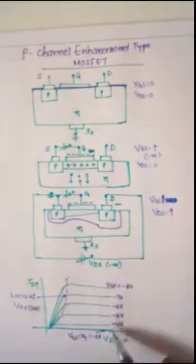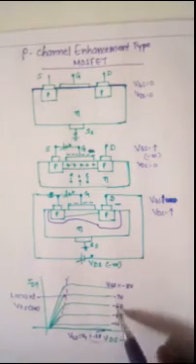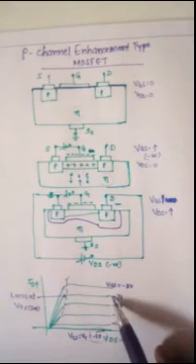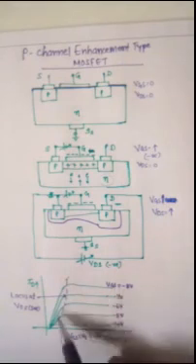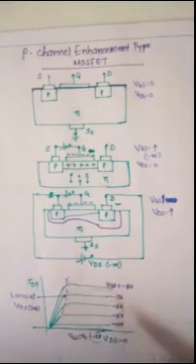Here the only change is that the voltage will be negative, and when the voltage is negative, as shown in the figure, we get the curve. This way we can discuss the enhancement mode type as P channel as well as N channel. Thank you.